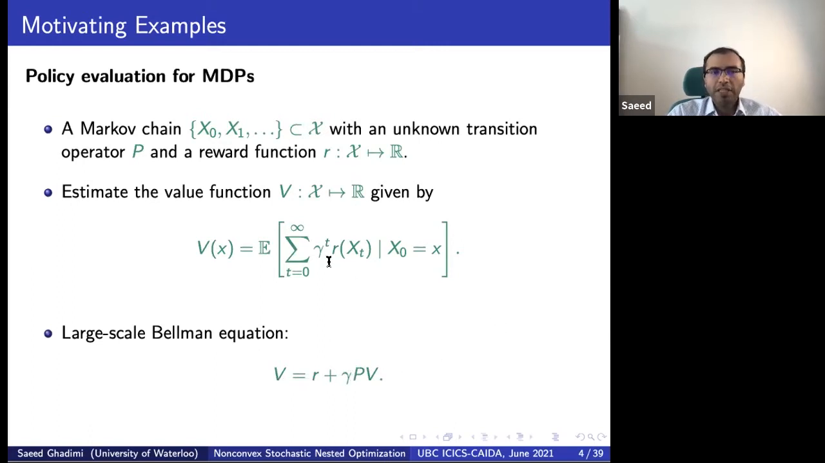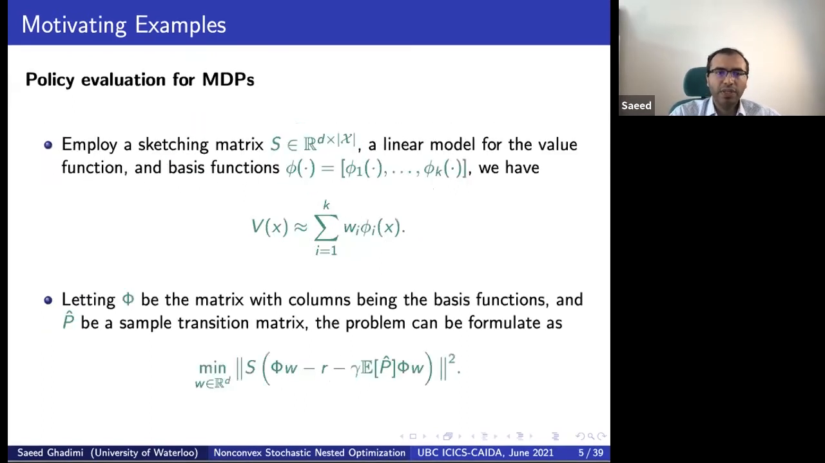So if the size of P is large, and if we don't know P, we cannot solve these equations exactly. Instead, we can estimate the solution. So assume that we have a sketching matrix S of P and a linear model for the value function. So assume that the value function is given as a linear combination of some basis functions.